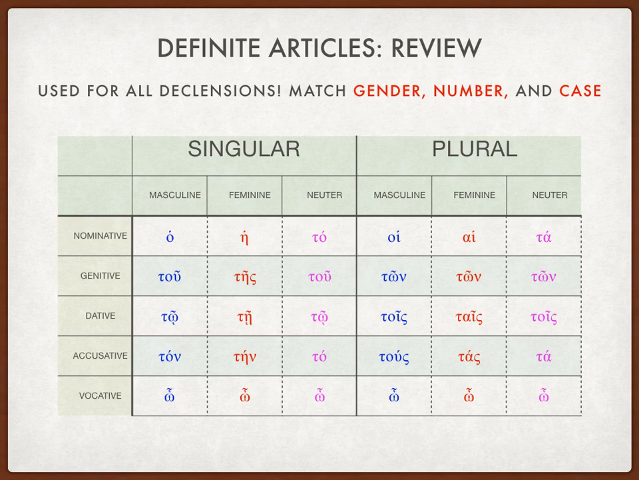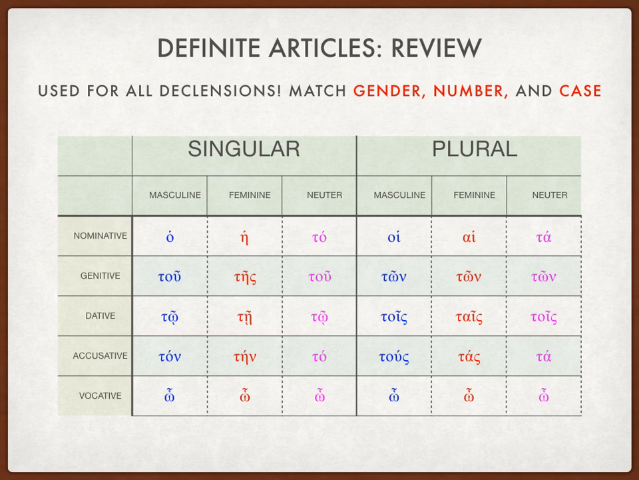So for now, I just want you to worry about the forms in blue, the masculine in the singular and plural: ho, tou, to, ton, o, singular. Hoi, ton, tois, tous, o, plural. You can almost make a song out of it if you want to. That's what I used to do when I memorized these.